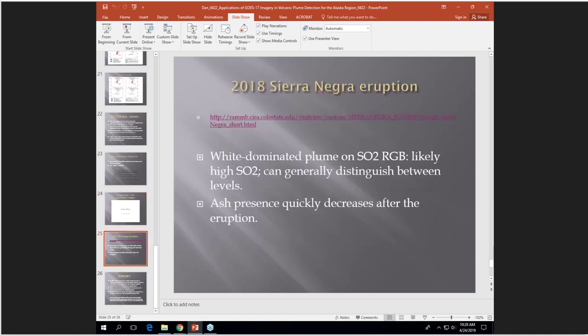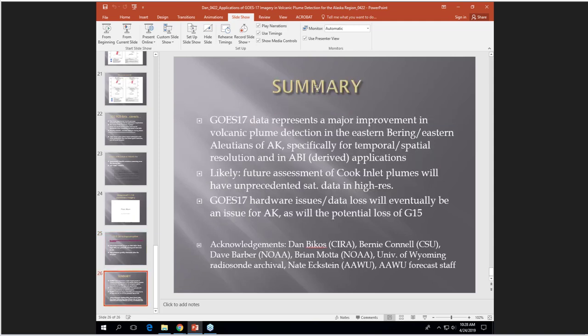Yeah, so this is dominated in the RGB by a white color, and this is likely high SO2, and it can generally distinguish between levels of the SO2 signature. The ash presence quickly decreased after the eruption. This is another example. So to summarize, I think my time is about up.